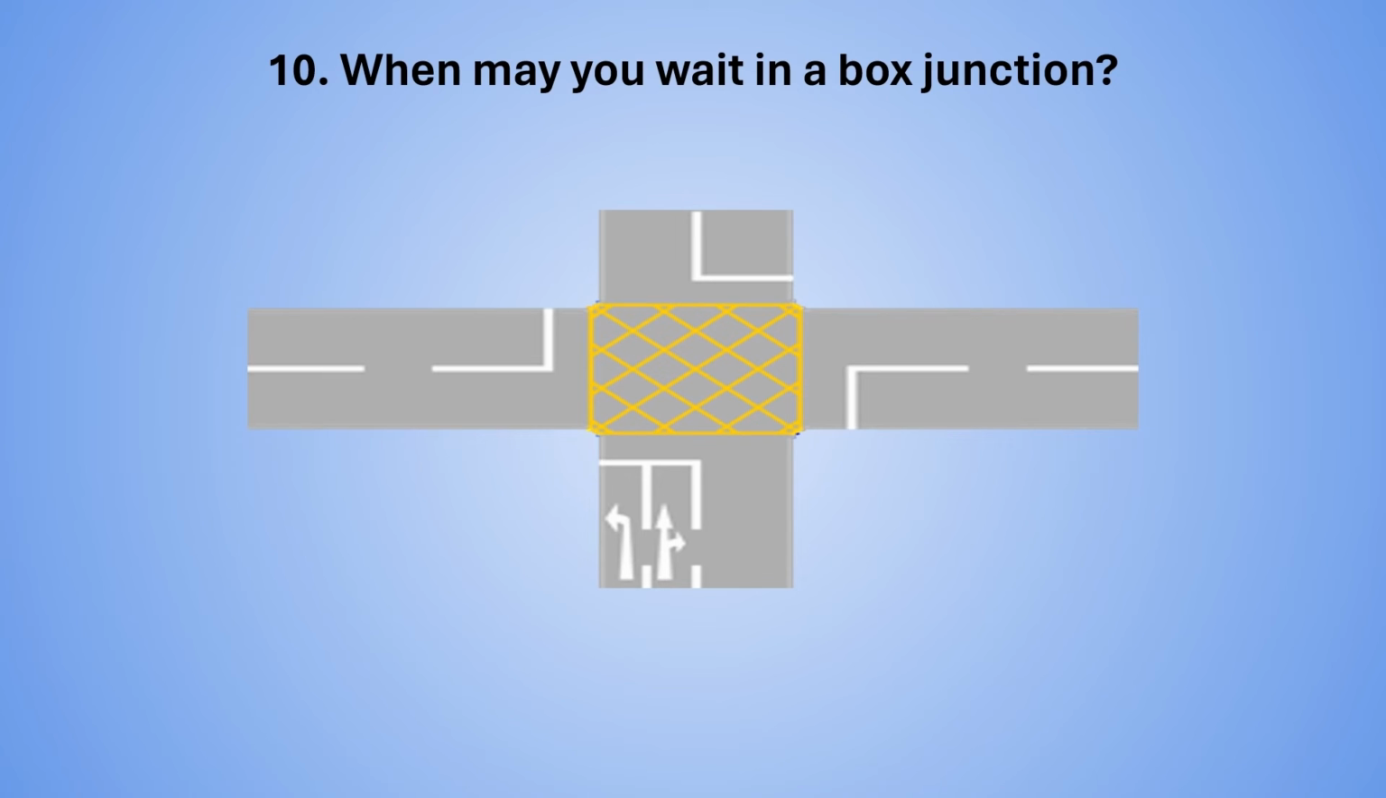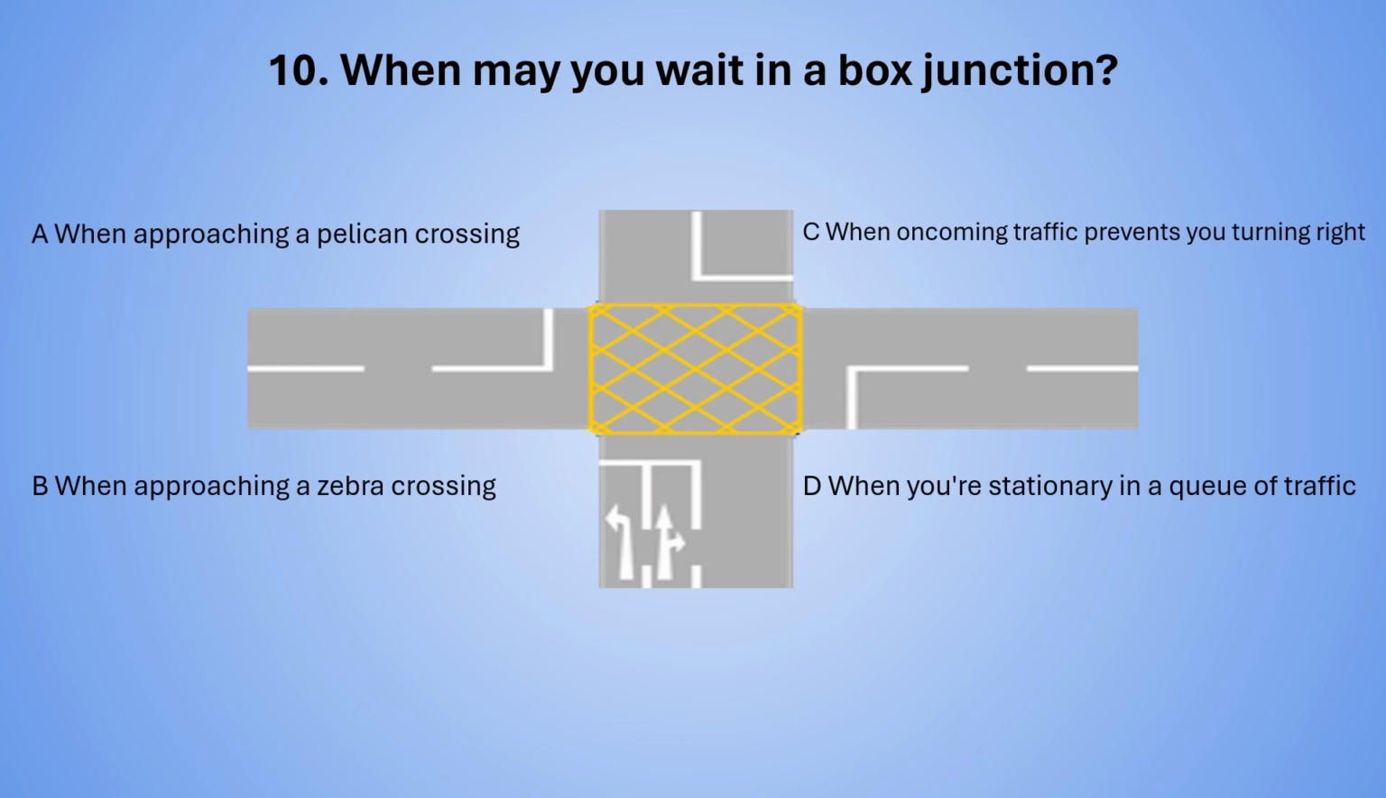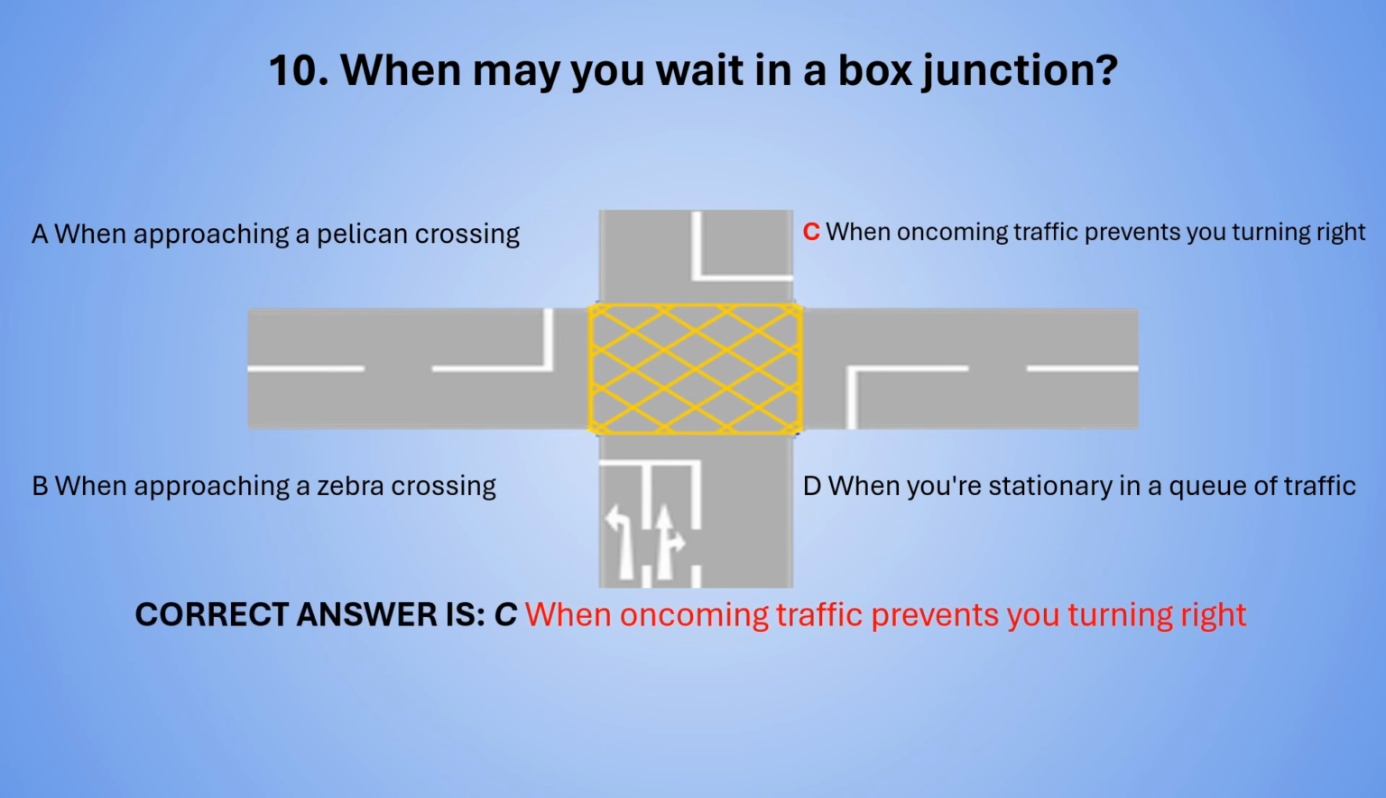A. When approaching a pelican crossing. B. When approaching a zebra crossing. C. When oncoming traffic prevents you turning right. Or D. When you are stationary in a queue of traffic. Let's begin the countdown. 5, 4, 3, 2, 1. And the correct answer is C. When oncoming traffic prevents you turning right.